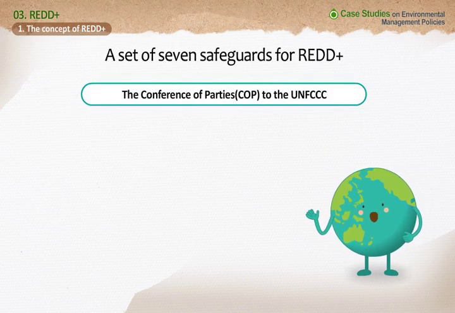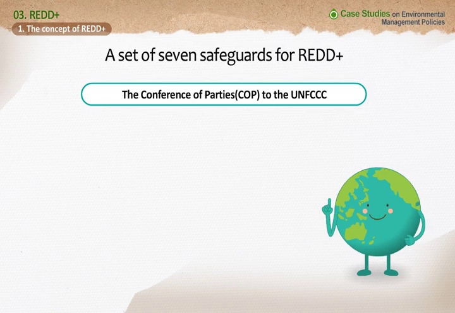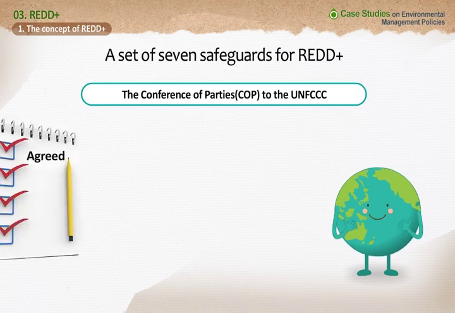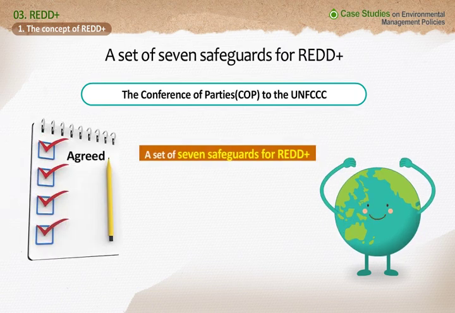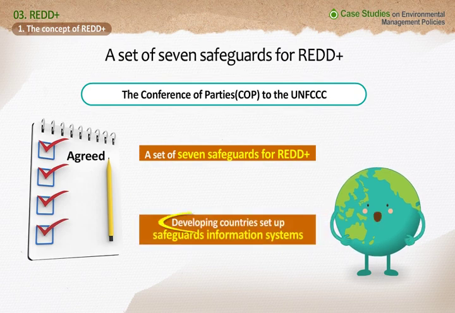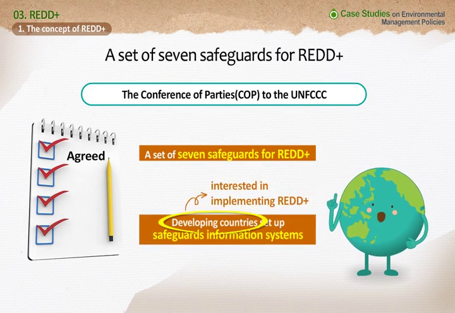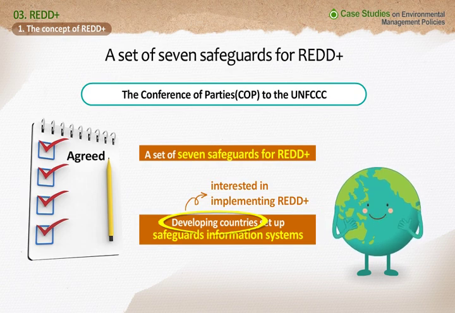Recognizing these and other risks, parties to the UNFCCC agreed on a set of 7 safeguards for REDD+. They also agreed that developing countries interested in implementing REDD+ must set up safeguards information systems to report on how they are respecting and addressing the safeguards.